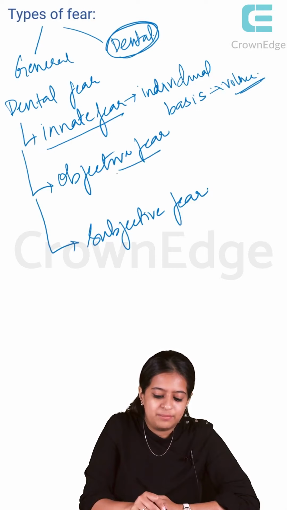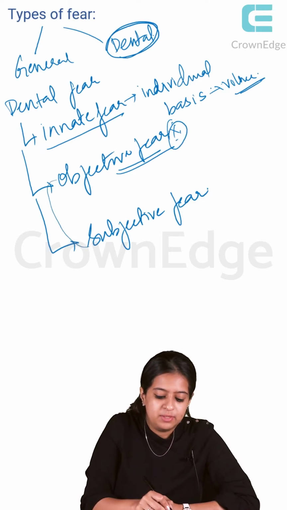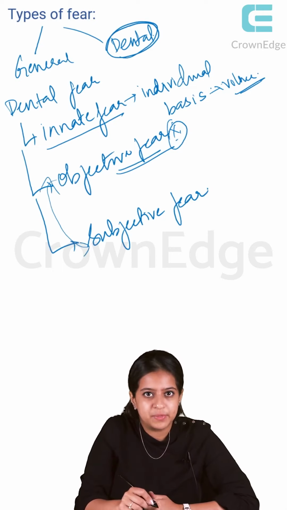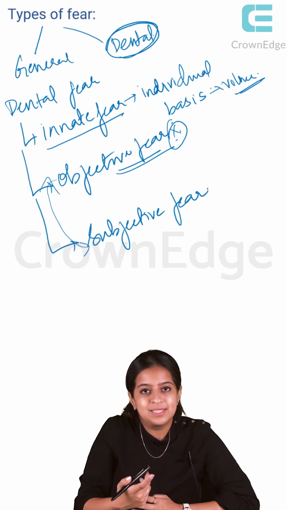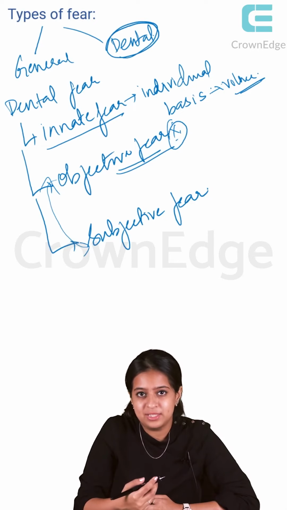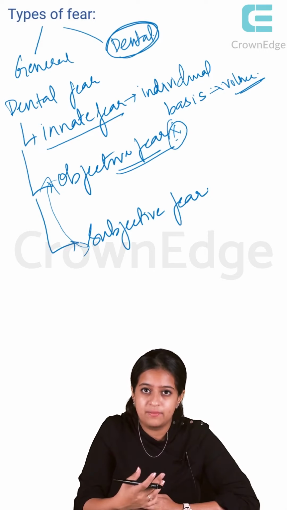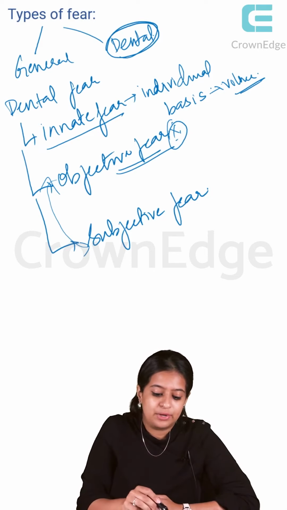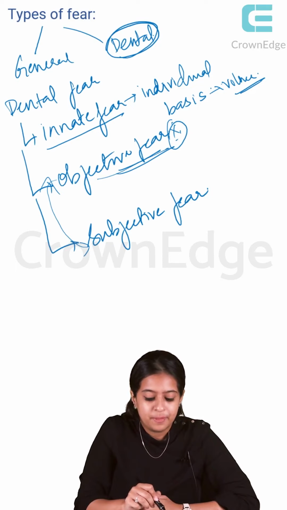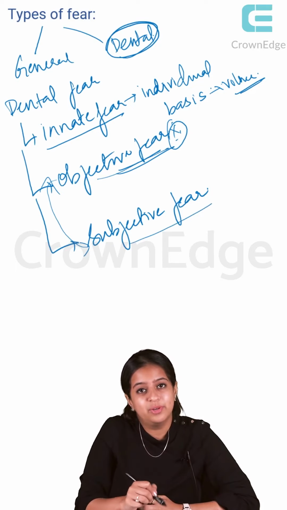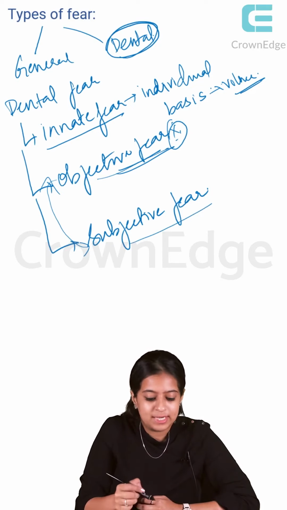Okay, next is objective fear, a very important one that you need to know. Objective and subjective, listen carefully, the difference between objective and subjective fear. Objective fear is more based on an external stimulus, like if the child sees or smells something, or comes in direct or physical contact with the thing. That is objective fear. Whereas subjective fear is more of an imaginative type of fear. So let us see examples of an objective and a subjective fear.